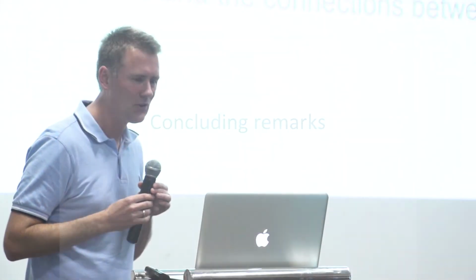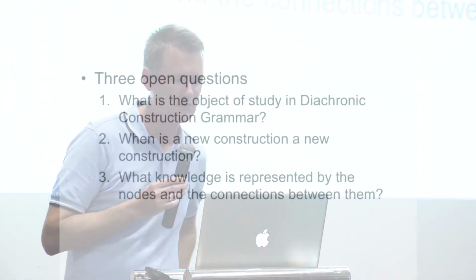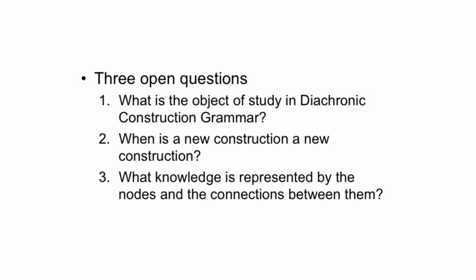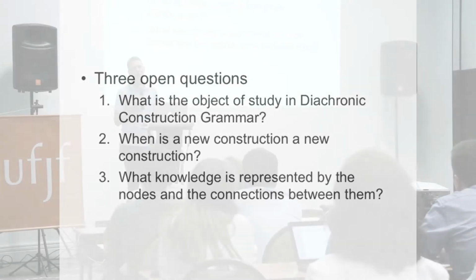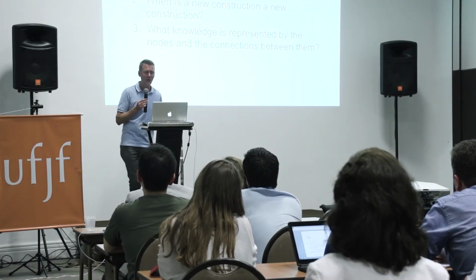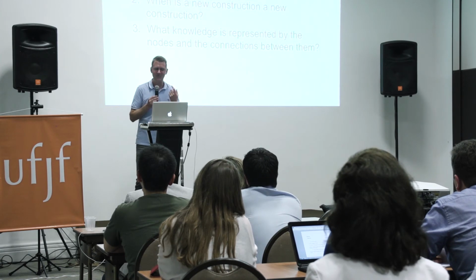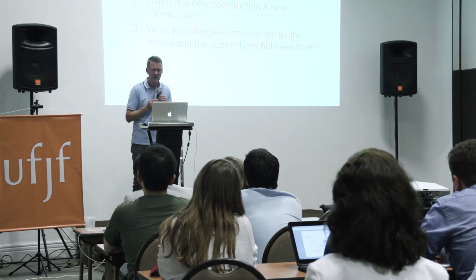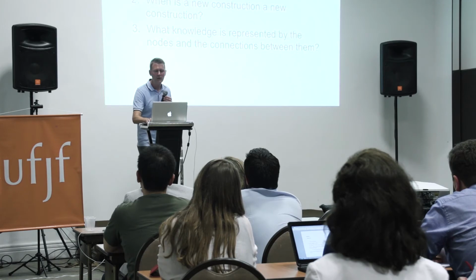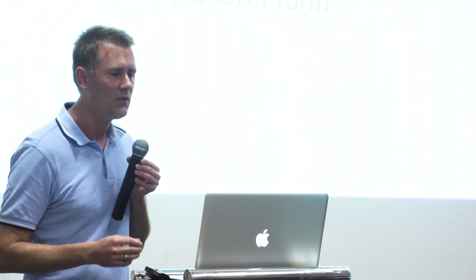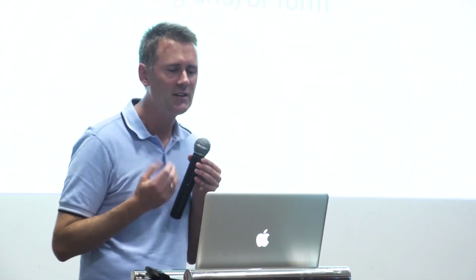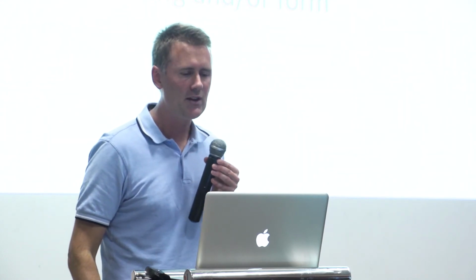I'd like to come to an end. So here again are the three open questions. What's the object of study in diachronic construction grammar? When is a new construction a new construction? And what knowledge is represented by the nodes and the connections between them? And I hope that it somehow came through that on some level these questions are actually related because they all point to the importance of connectivity changes, changes of connectivity in the constructional network.